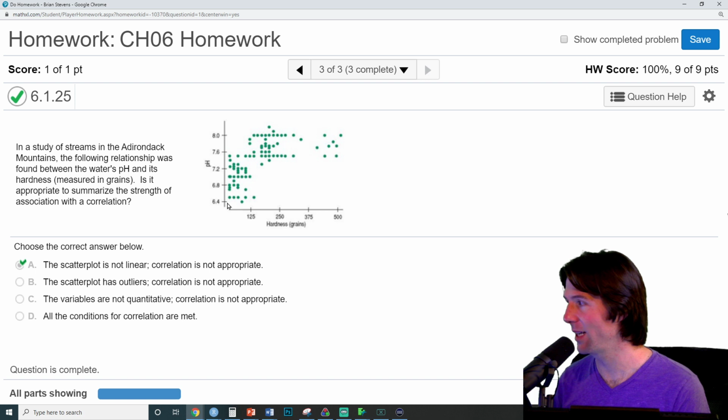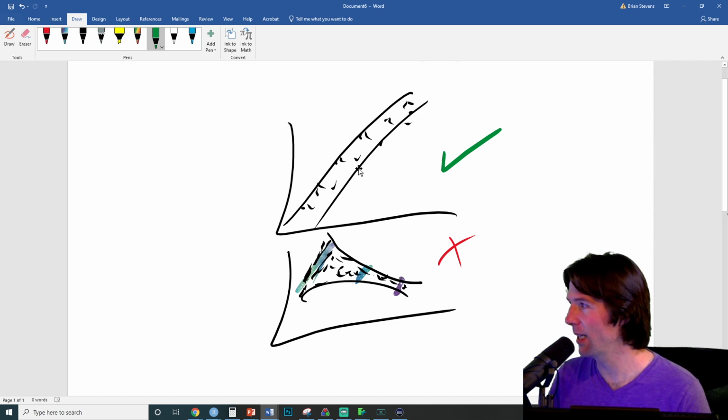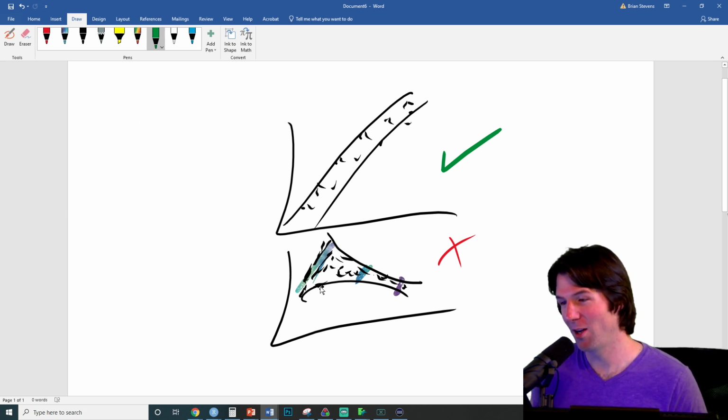Plot thickens. Brooke, you got it. I like to say the plot does not thicken, because that's the good thing. We want the plot to not thicken. Not thicken is good. Thicken is bad. QQ, straight enough, no outliers. Plot doesn't thicken.